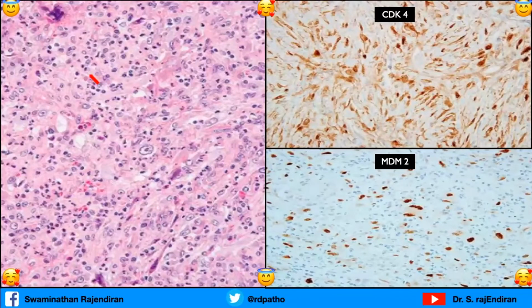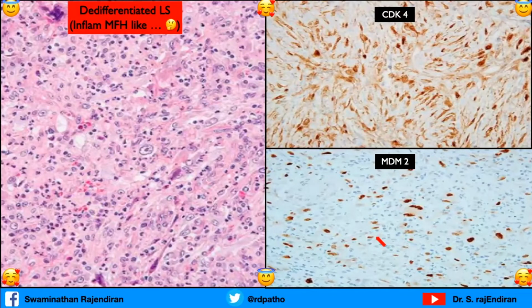This composite picture shows a lot of inflammatory cells and a few very large pleomorphic cells. Take the smallest cell and the largest cell, more than 3 times enlargement. Previously on H&E it might have been diagnosed as inflammatory MFH, but CDK4 and MDM2 are very nicely positive, and that is very classic of dedifferentiated liposarcoma. As I told you, it may look like inflammatory MFH, but because of these markers, they are now reclassified as dedifferentiated liposarcoma. These are markers of liposarcoma.